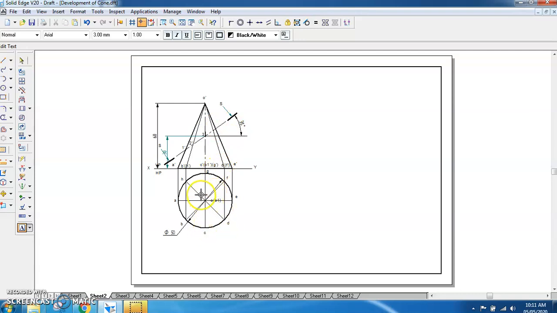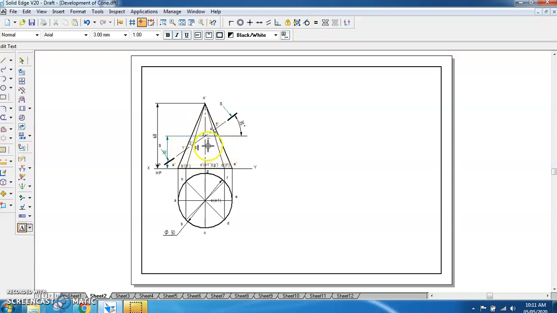Then CD is not cut, DO is cut, DO is here, that would be 4 dash. Then DE is not cut, EO is cut, so that would be 5 dash. Then EF is not cut but FO is cut, it will be here at 6 dash. Then FG is not cut but GO is cut at this point, that is 7 dash. Then GH is not cut but HO is cut at this point, that is 8 dash. And HA is not cut. So we have got the 8 cutting points on the 8 generators.